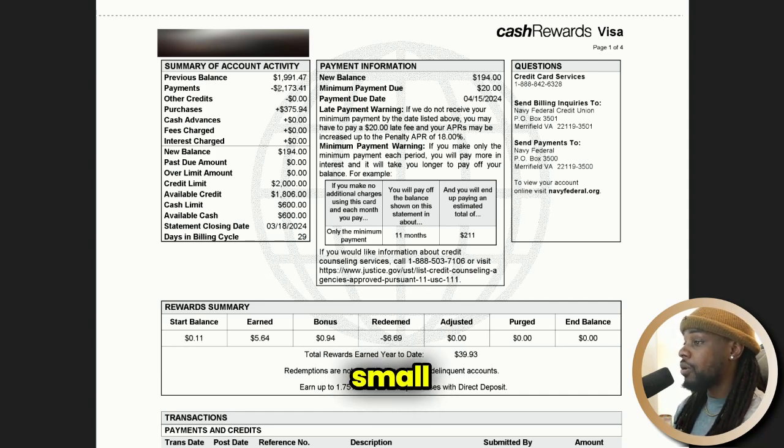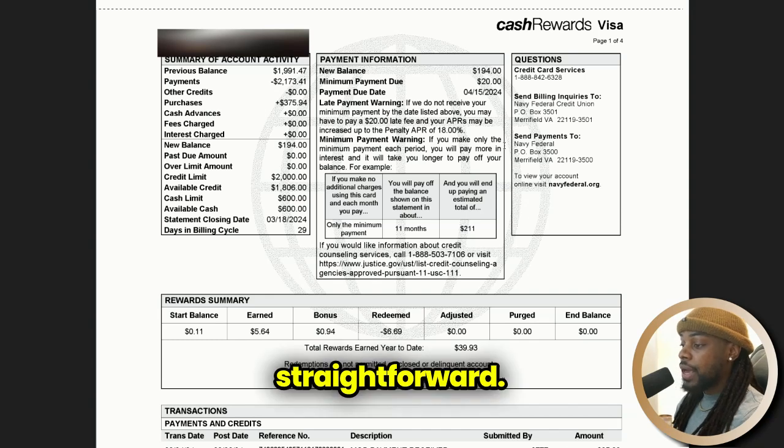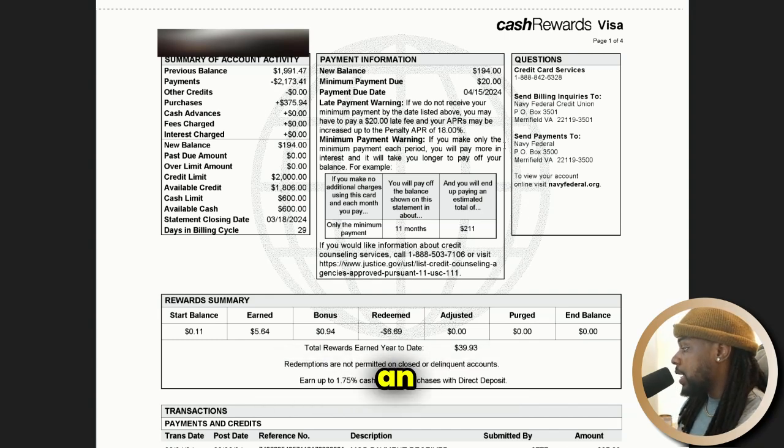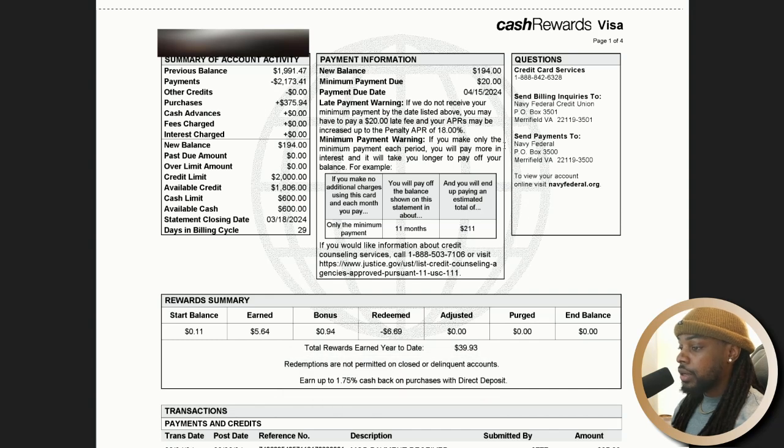That limit's kind of small and I spend a lot. If you can make my limit higher, that would help me. I kind of know how to make my case. But that's pretty much it. It's very straightforward. I hope that this was an easy explanation and it's not too confusing for you to understand.